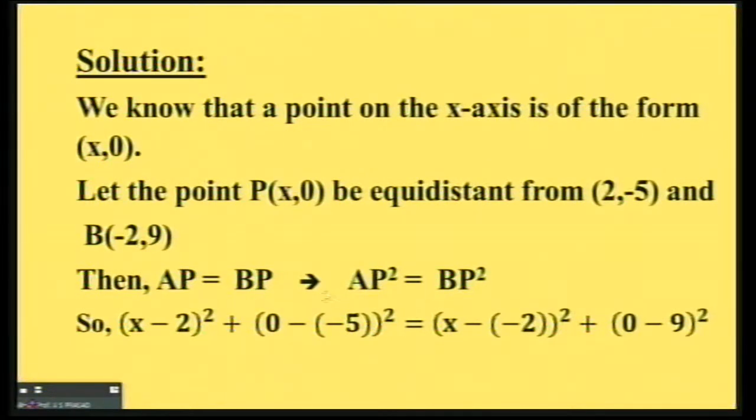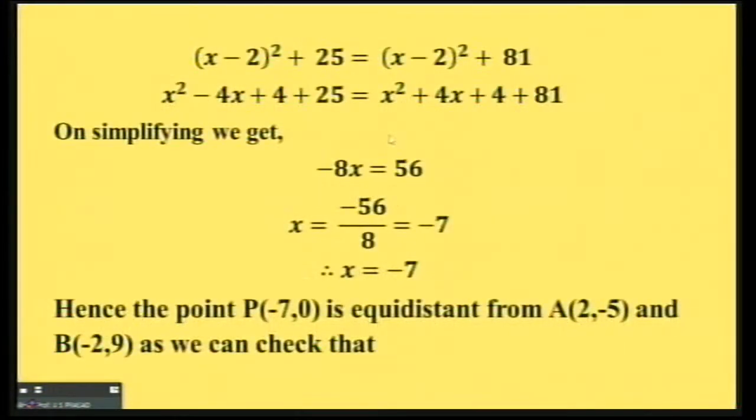That means the distance AP, by applying the distance formula using the coordinates of A and P, we can write as the square root of (x minus 2) whole square plus (0 minus of minus 5) whole square. That is nothing but (x minus of minus 2) whole square plus (0 minus 9) whole square. That is (x minus 2) whole square plus 25 is equal to (x plus 2) whole square plus 81.